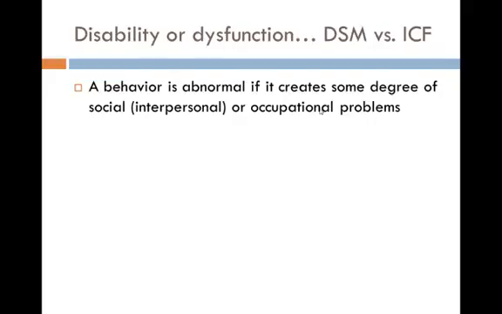However, the DSM looks more at one's abnormalities or dysfunctions, and to a far lesser extent at one's functional capabilities. A behavior is abnormal if it creates some degree of social, interpersonal, or occupational problems. So it's looking at the ways in which a person is limited rather than the abilities one might have despite their limitations.